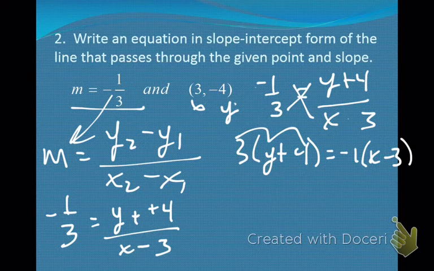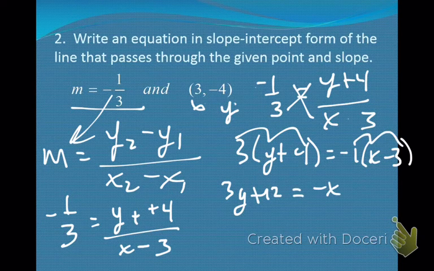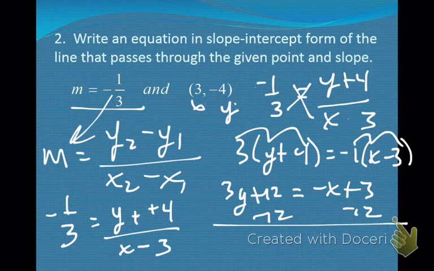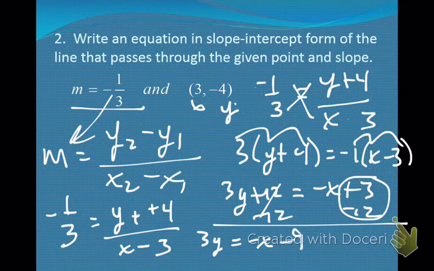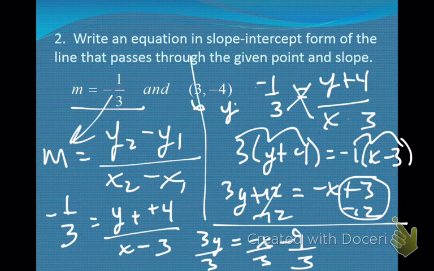So distribute, and then distribute here. Now we're going to subtract 12. And we get 3y equals negative x. We got to combine these two terms, minus 9. And then we're going to divide everything by 3. And I'll bring it up here as I'm running out of room. We get y equals negative 1/3 x minus 3.